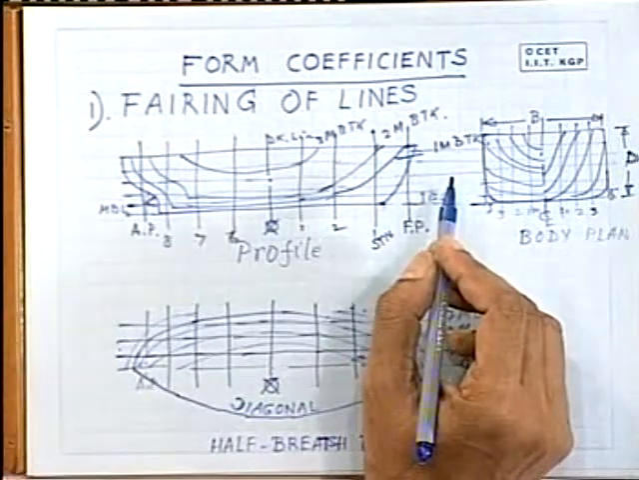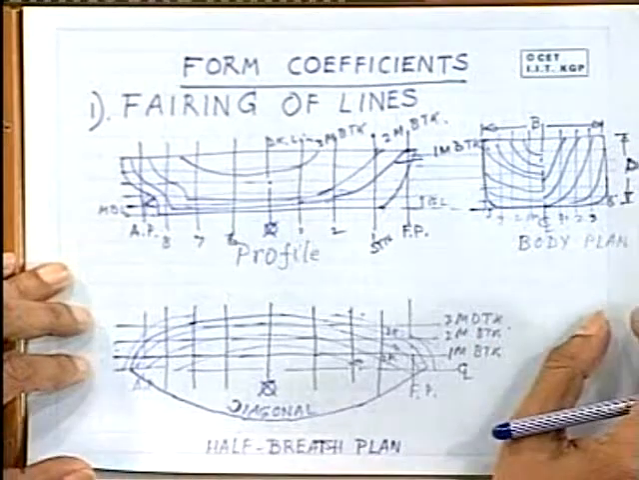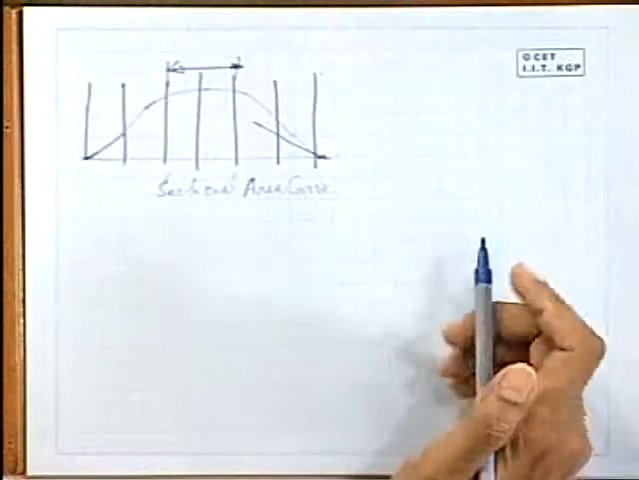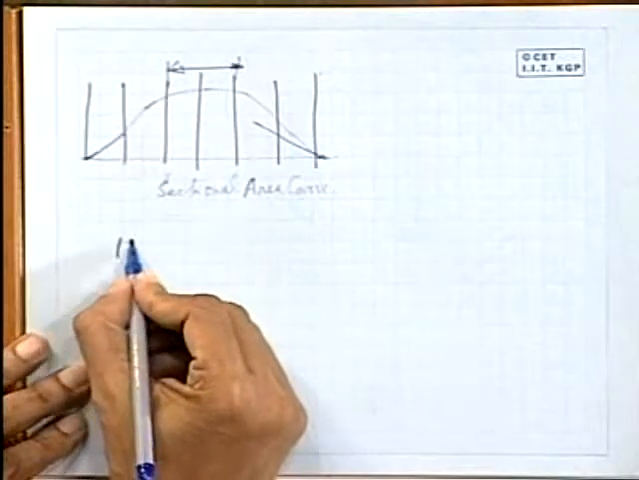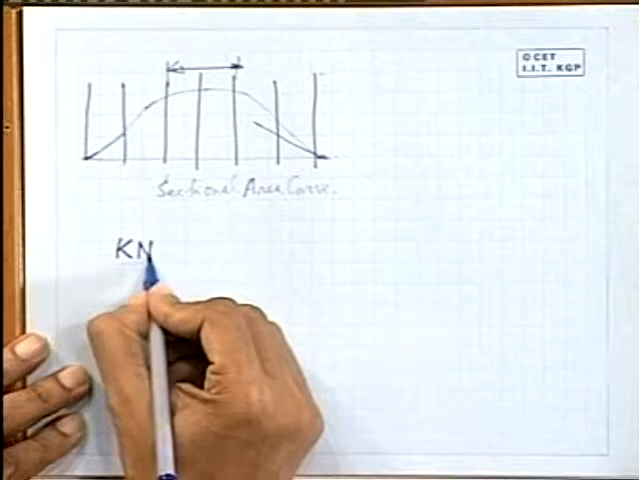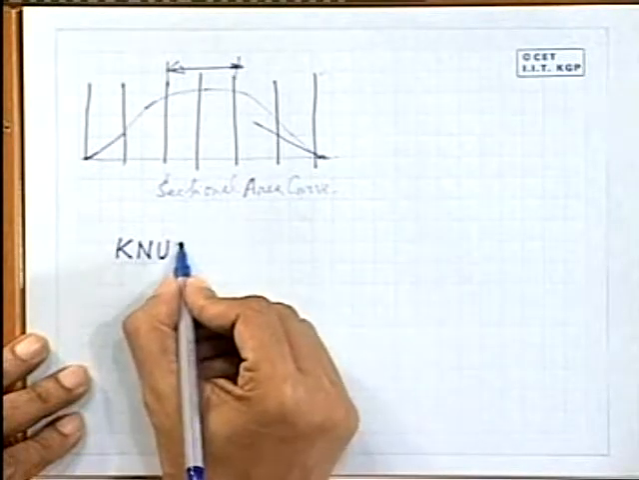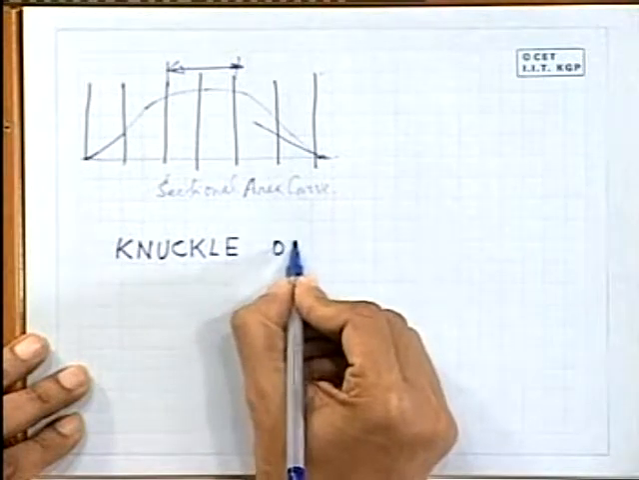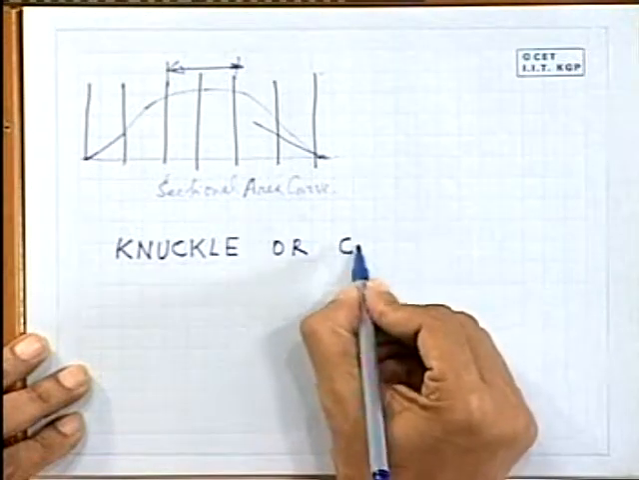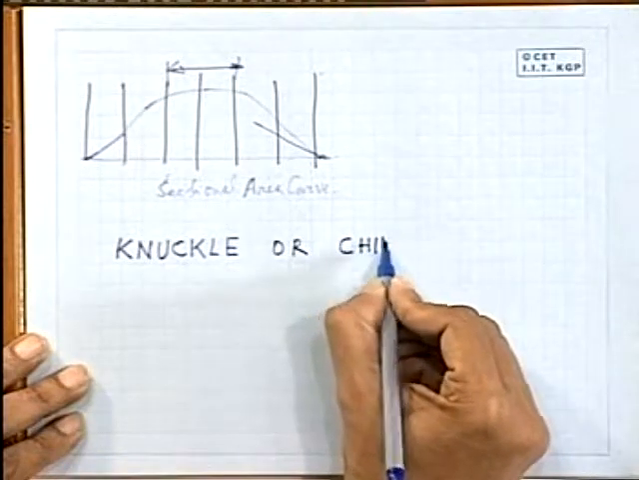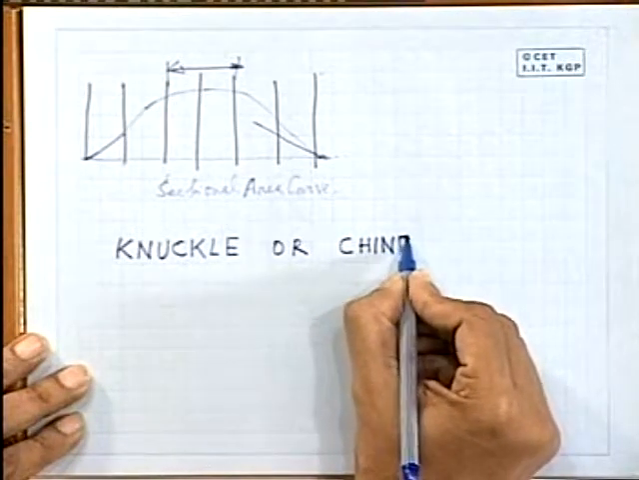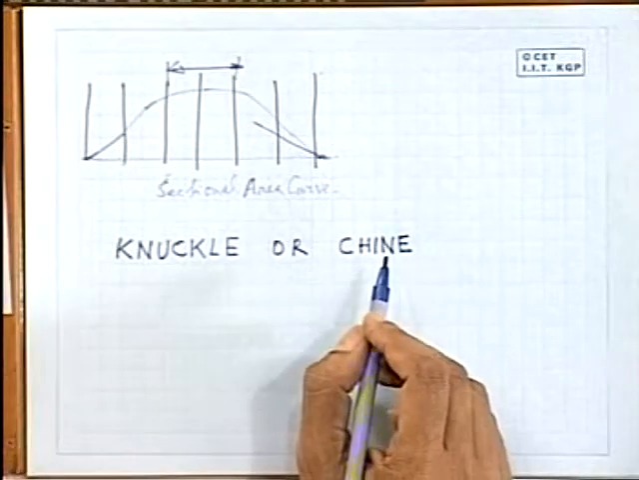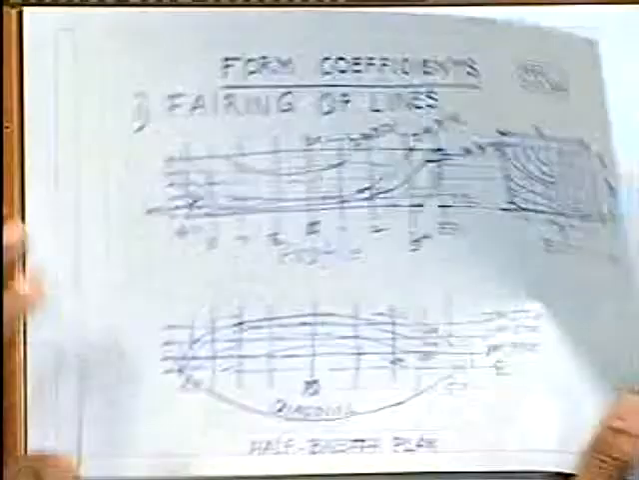Normally in ships you will find there are certain ships where there is a change in the slope that is given by what is called a knuckle line, but this is not very common. It is called a knuckle, or sometimes you will find a chine. Now, at these positions of the ship, that is where the knuckle or chine is present. Now, knuckle I can explain here.